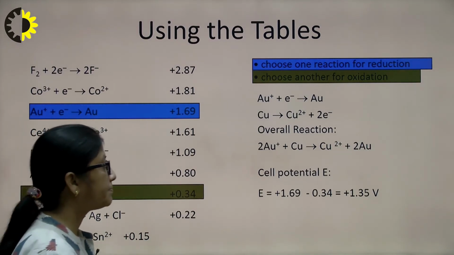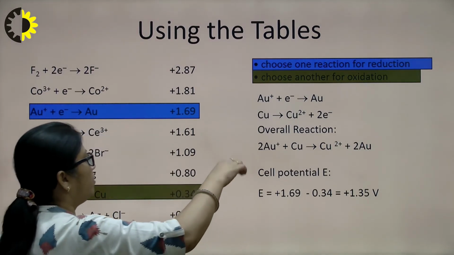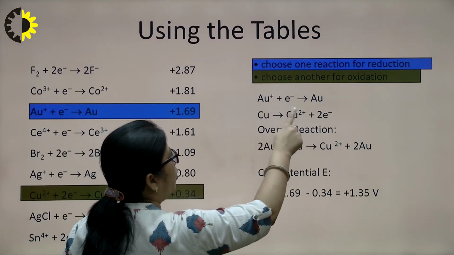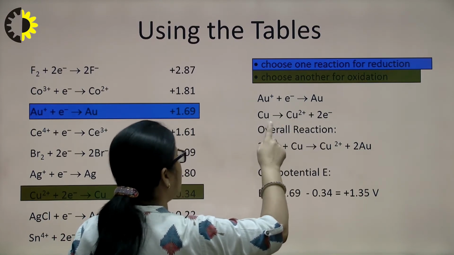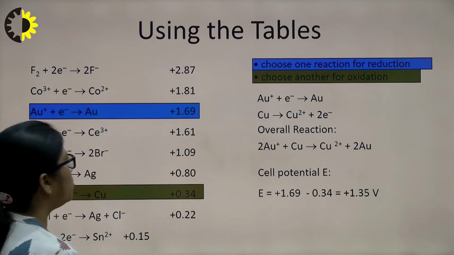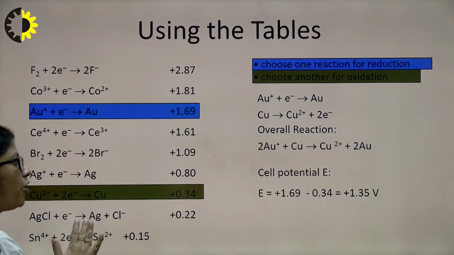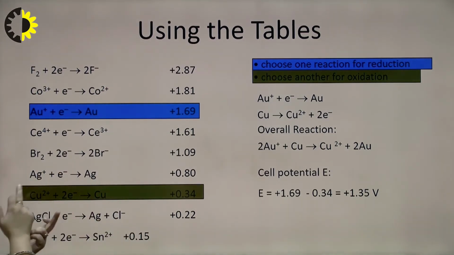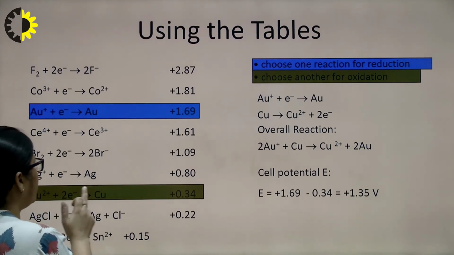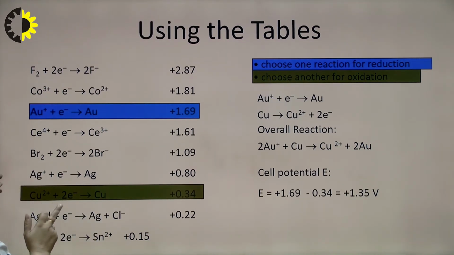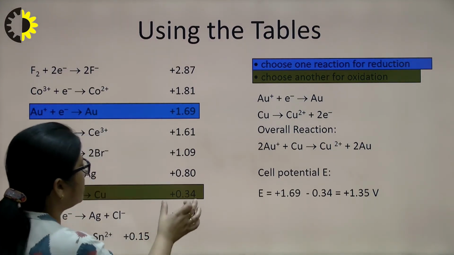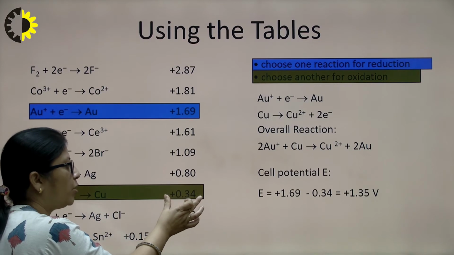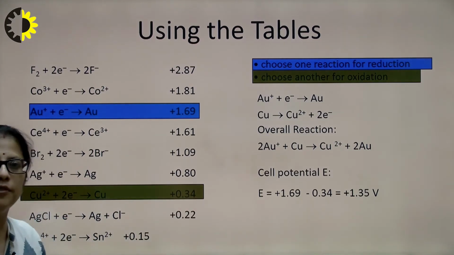Now, here gold undergoes reduction, and the copper electrode undergoes oxidation. So, when it is undergoing oxidation, this reaction is going to get reversed. So, my copper will be producing Cu2 plus and 2 electrons, and when the reaction is getting reversed, the sign of my electrode potential will also get reversed.